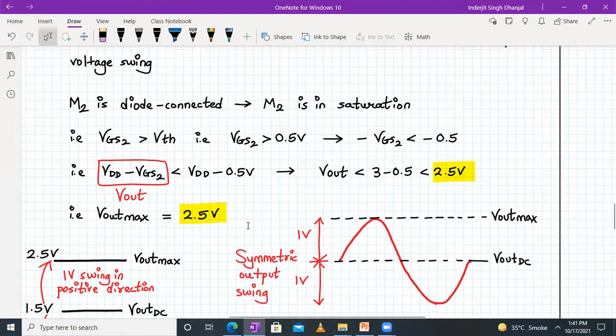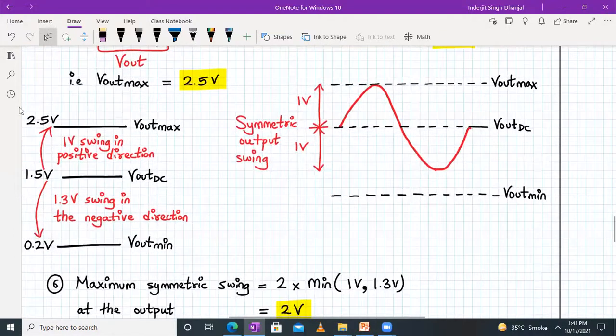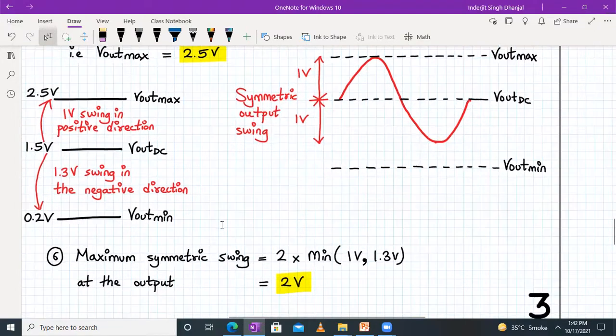So we have this scenario over here now. V out max is 2.5, V out DC is 1.5, and V out minimum is 0.2. Basically, when you go from 1.5 to 2.5, we have a 1 volt swing in the positive direction. And when you go from 1.5 to 0.2 volts, we have a 1.3 volt swing in the negative direction. But what do we want? We want a maximum symmetric swing at the output.